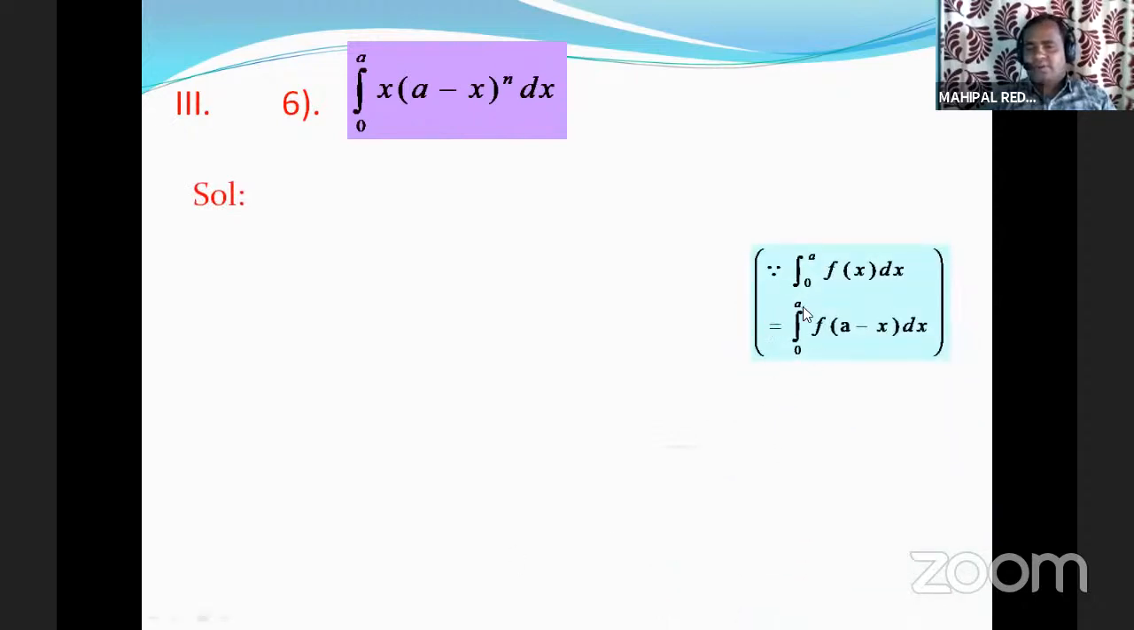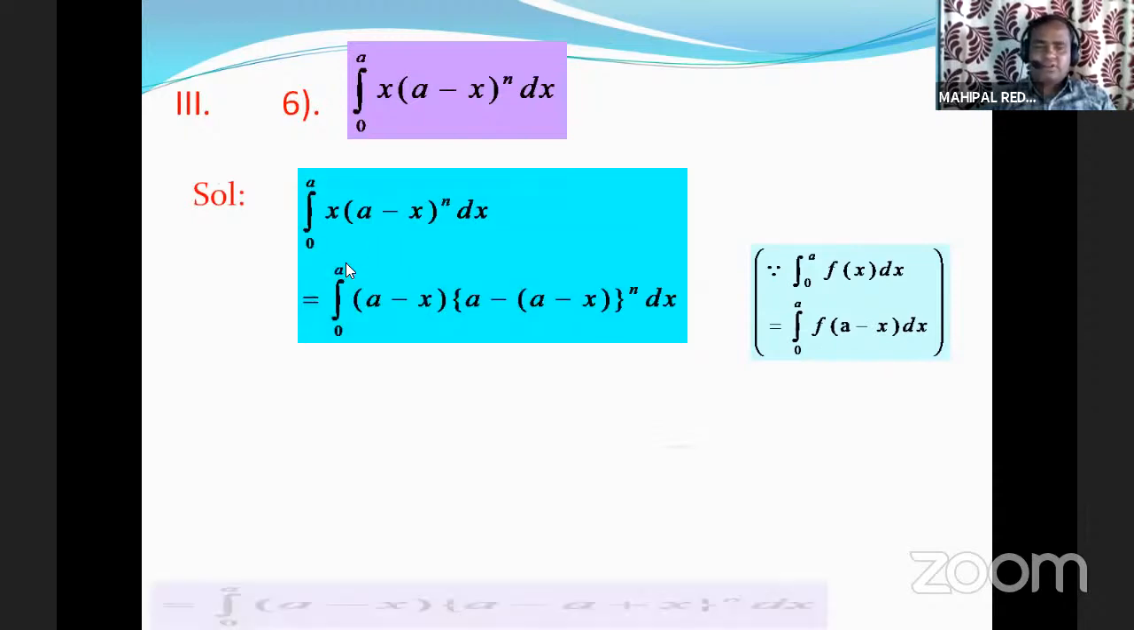This is already we know that property: integration 0 to a of f of x dx equals integration 0 to a of f of a minus x dx. So therefore, what is the given question here? Integration 0 to a of x into (a minus x) whole power n.